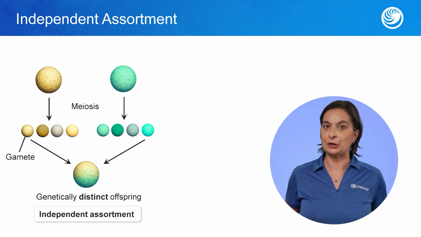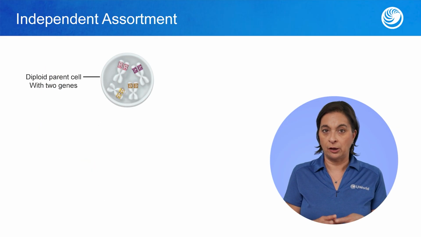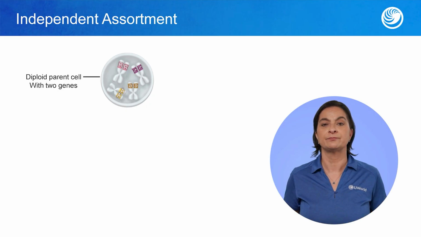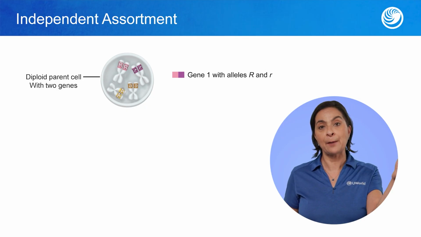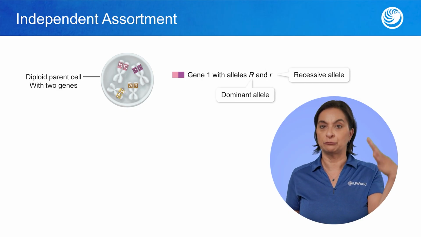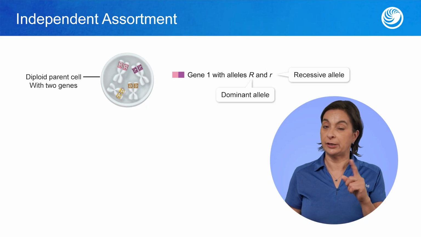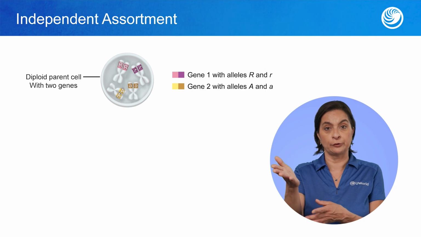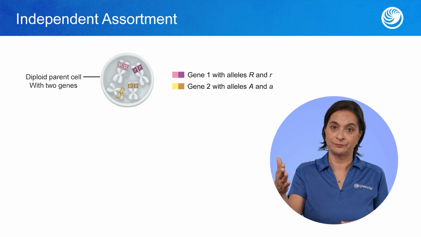Let's take a closer look at what this means. We can explore a sample parent cell with 2 genes and how those genes segregate during meiosis. Gene 1 is on 1 chromosome and has alleles capital R and lowercase r, which indicate dominant and recessive alleles. Genetic dominance is discussed in detail in another lesson. The second gene, gene 2, is on another chromosome and has alleles capital A and lowercase a.